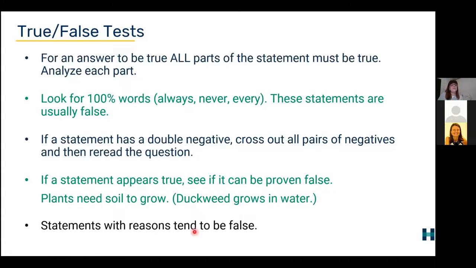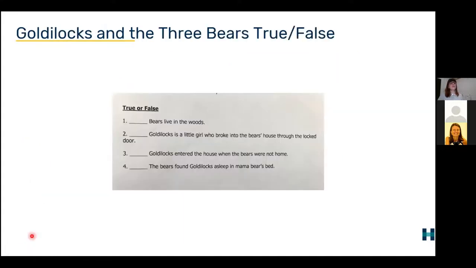And statements with reasons tend to be false, because sometimes the reason is false. The statement might be true, but the reason might be false. Once again, both parts of it have to be true. So for example, bears live in the woods. Since this does not say all bears live in the woods, I can say true, because indeed bears live in the woods. Had this said all bears live in the woods, I can prove that wrong, because polar bears do not live in the woods. So using metacognition, what do I know that might make this false?